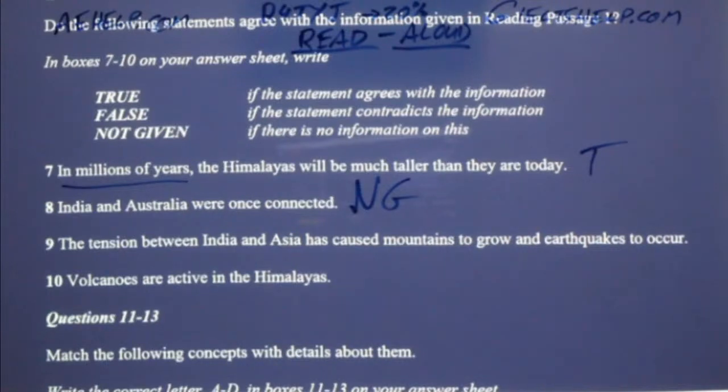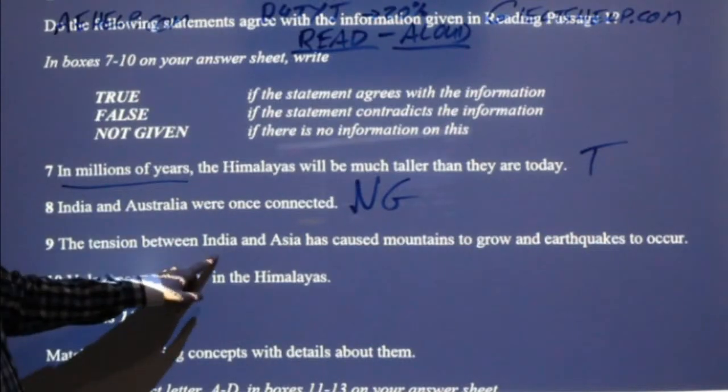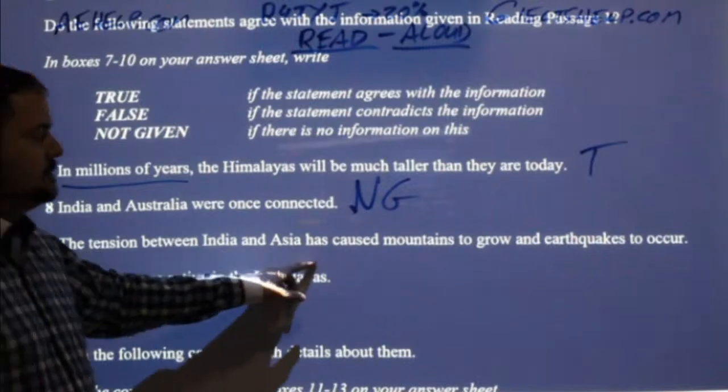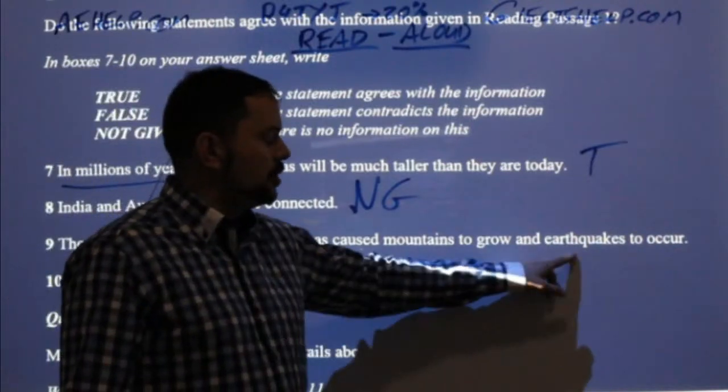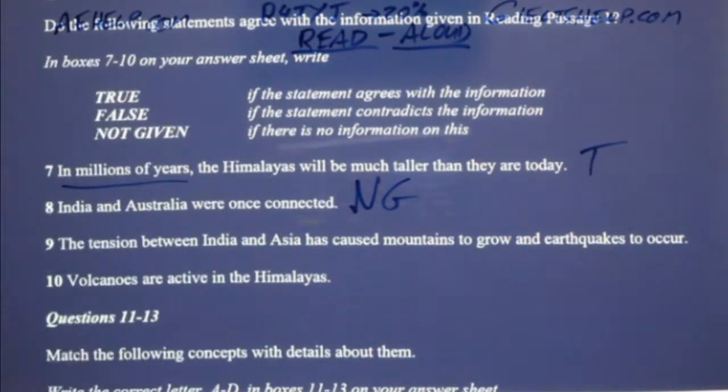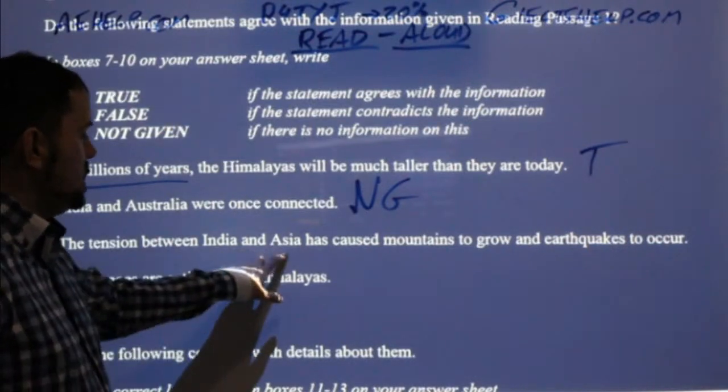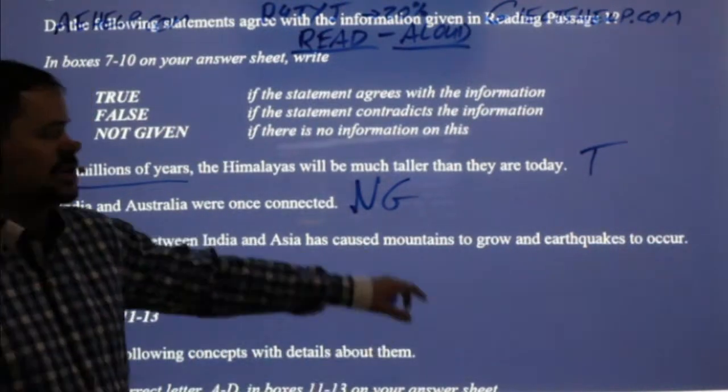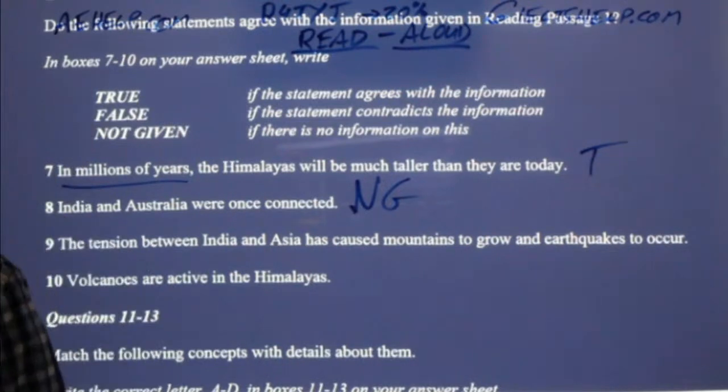Okay? The tension between India and Asia has caused mountains to grow and earthquakes to occur. So the tension between India and Asia. Is it important for the text? Yeah, it is. Is it true that this tension, this pressure between India and Asia has created mountains and earthquakes? For number 9?